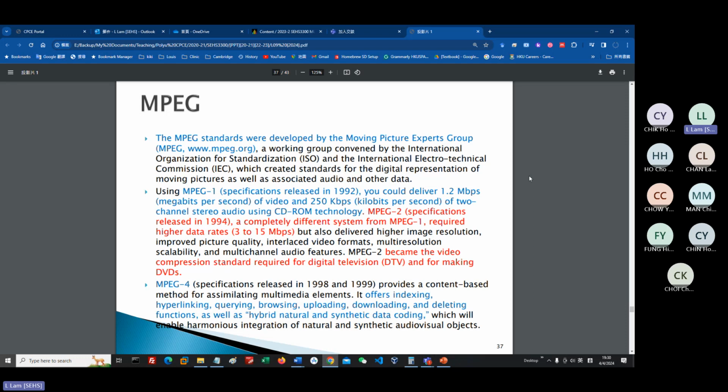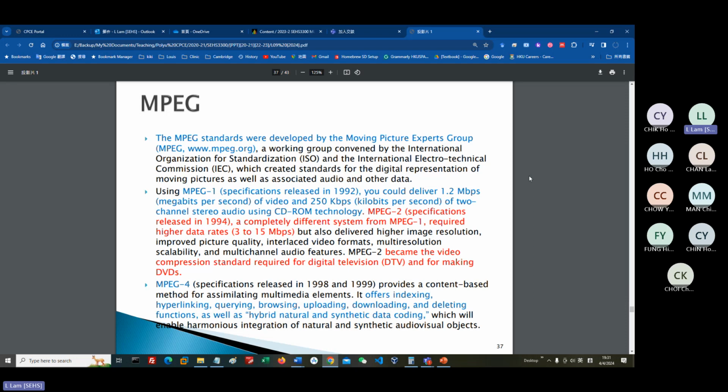as well as 250 kilobits per second of audio using CD technology. But as we all know, CD-ROM or CD technology is becoming obsolete or even fading out, and then the technology, I mean the codec, MPEG technology, must be improved, and therefore we have MPEG-2 in 1994, and the speed or the rate of the video is increased quite a lot.